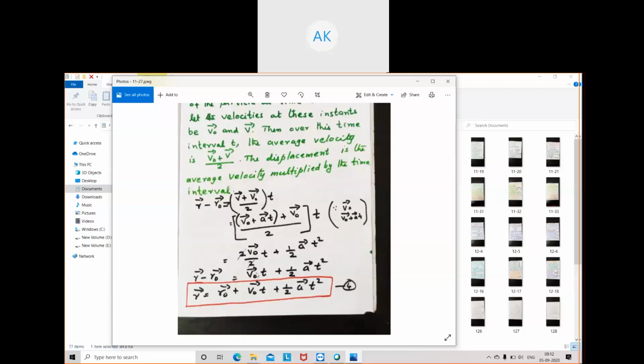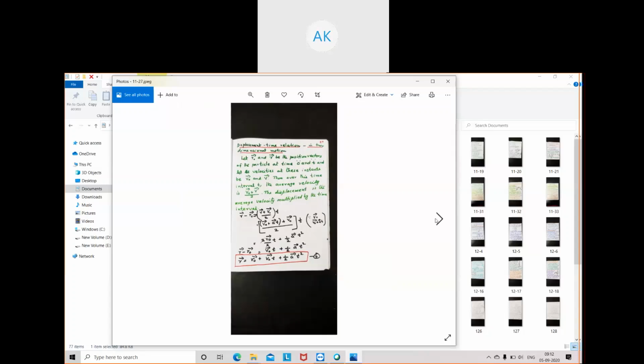If displacement is asked, you can write this. If final position is asked, what will you write? Vector r equal to vector r0 plus v0 into t plus half at square. This r0 is given to the right side. So we get r0 plus v0 into t plus half a into t square. Okay, and now we are splitting into component form. Next step, let us split that into component form.